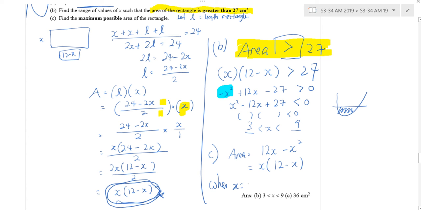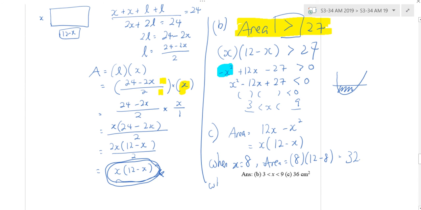So try. 8 multiplied by 12 minus 8 equals, is it 36? It's 32, right? Then when x equals 4, area equals 4 times (12 minus 4) equals 32, right? Sorry, I went too fast. It's 32, right? Now, can I zoom into here?